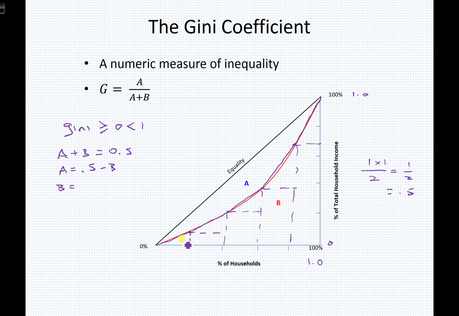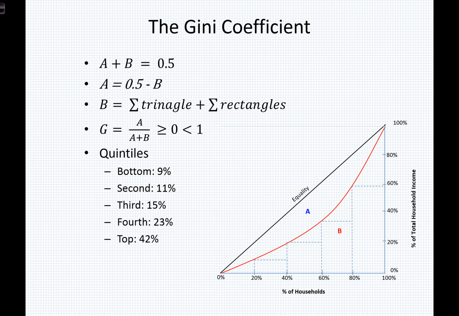It's really just a series of triangles and rectangles. Well, so B is the sum of some right angle triangles plus the sum of some rectangles. And you'll see in a moment, when we have a quintile separation, the sum of these triangles is simply 0.1. And so all we really need to calculate is the sum of the rectangles. Let's look at how we might think about this a little bit further.